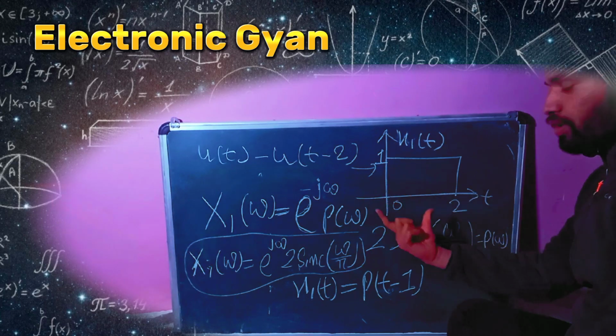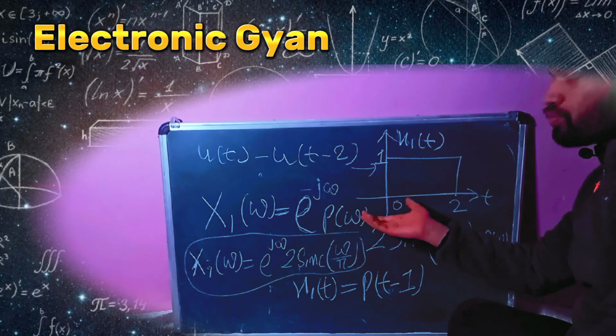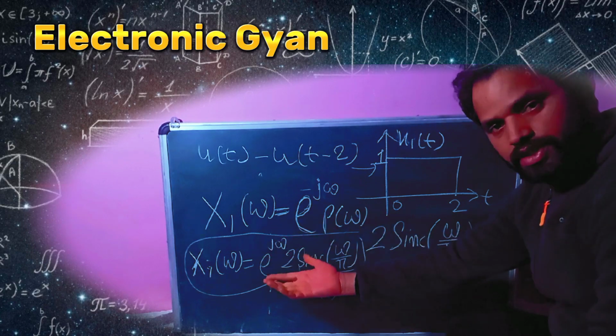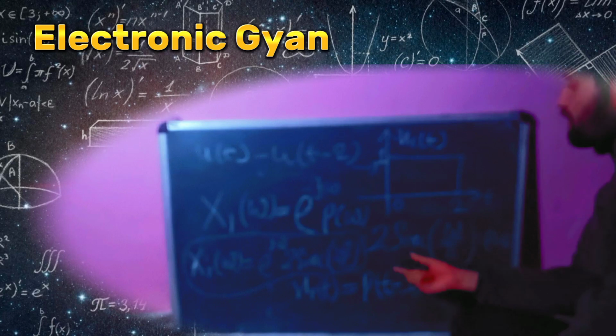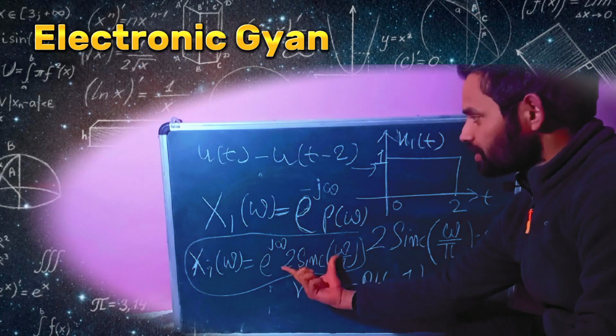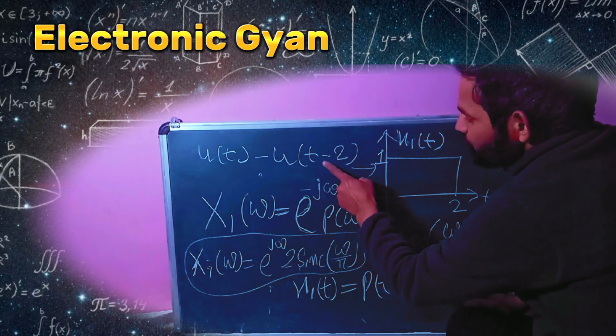So for the width of 2, without any shift. Then after that we shifted the standard rectangular signal with width of 2 by an amount of 1, and we got this signal. So the Fourier transform of this signal is this one.